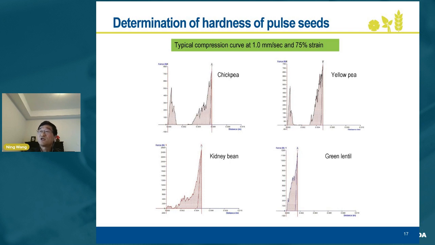What happens is when a chickpea or yellow pea seed is compressed, the seed first cracks open, and those pieces immediately fall out of contact with the probe. That's why they create the first peak. Then the second peak is produced when the probe continues to press the broken pieces. For kidney beans or green lentils, the cracked pieces tend to stay in contact with the probe while compressing the seed. So this indicates that the compression behavior is different among the pulses.